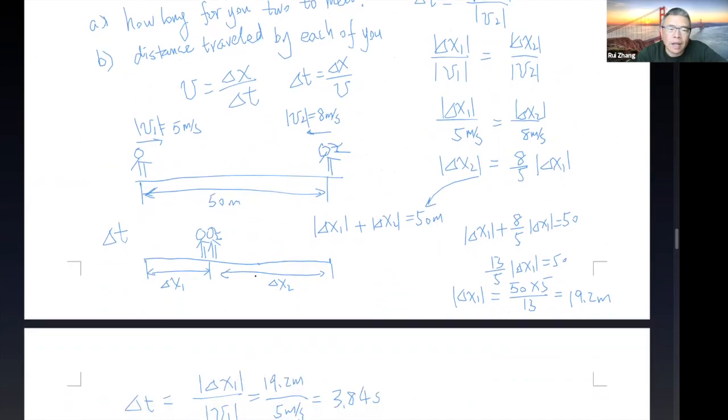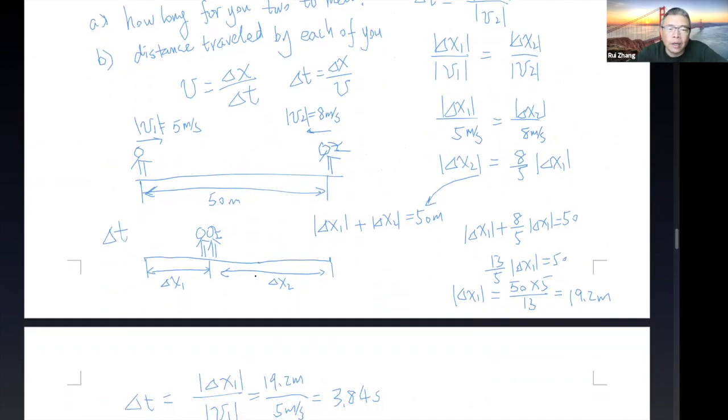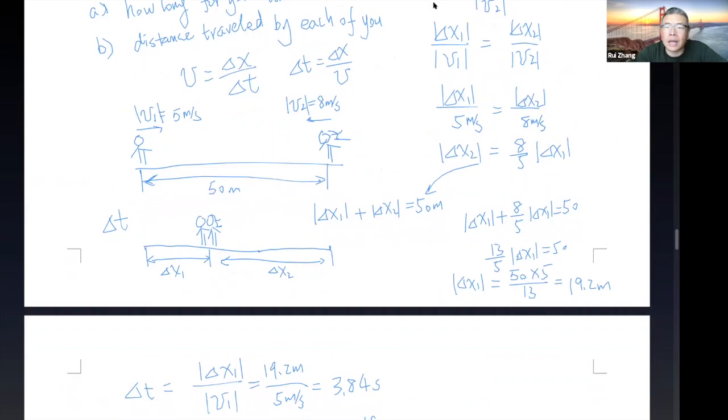Now some of you may have done it a little differently. Some people got 3.75. That's maybe a rounding issue, because I got 3.8 something.